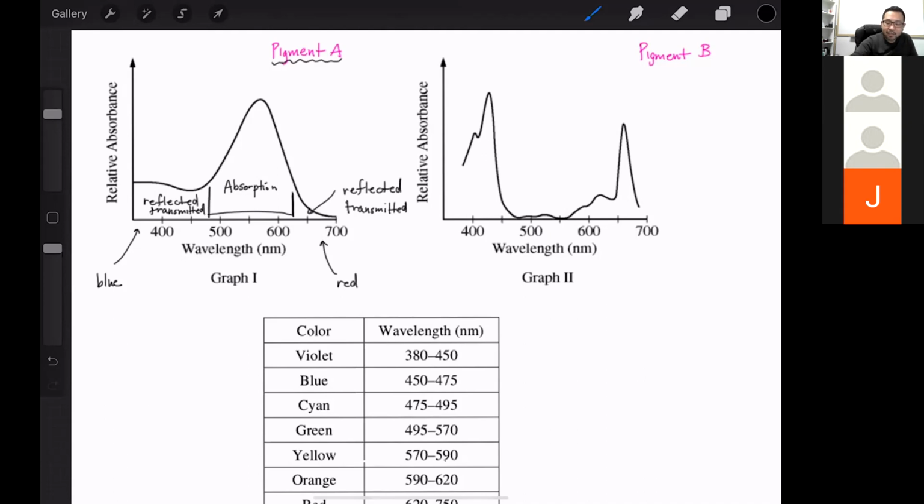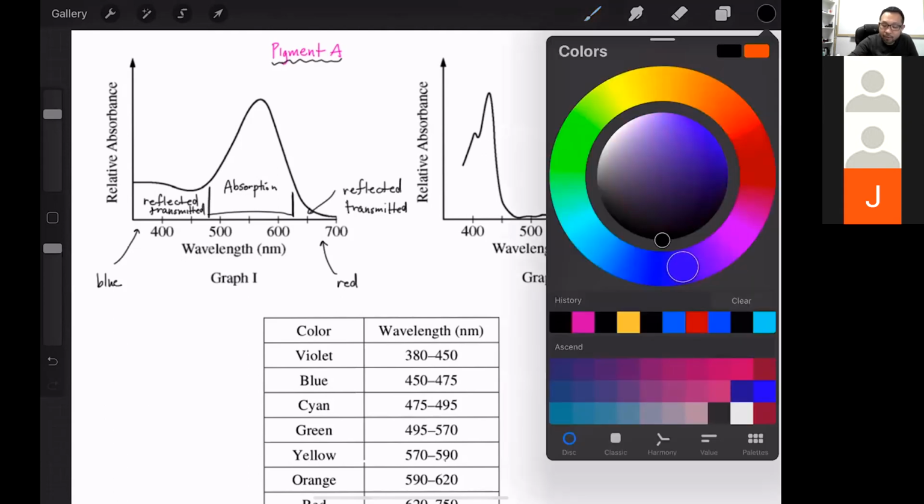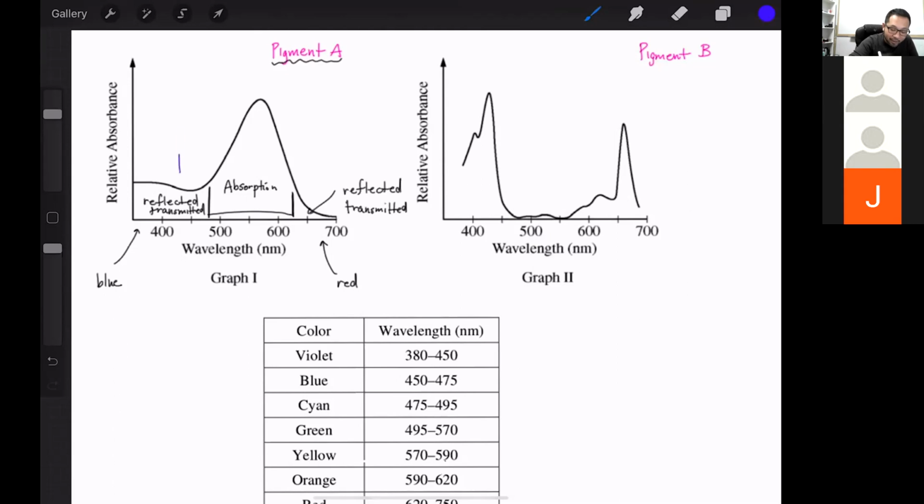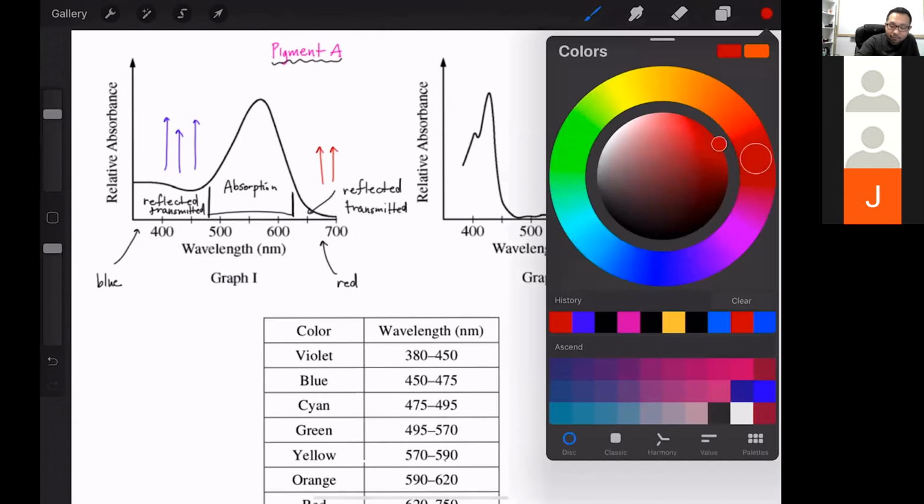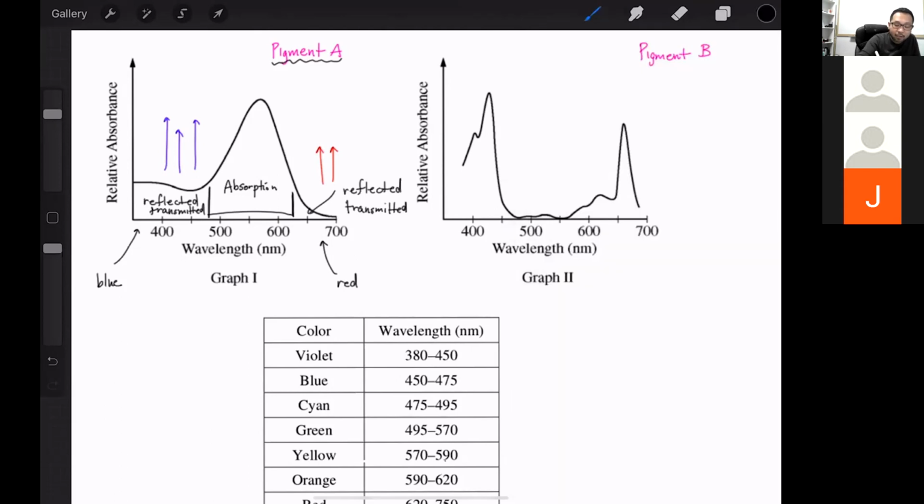And what we'll notice here is that, of course, we have the blue end of the spectrum. Now I'm actually going to use that color here, the blue and the violet end of the spectrum being reflected, and of course the reds being reflected from this pigment. Of course, when you combine blue and the red, what do you get? You actually get purple. So what we can assume about this pigment A is that it's going to appear purple when we look at this pigment.